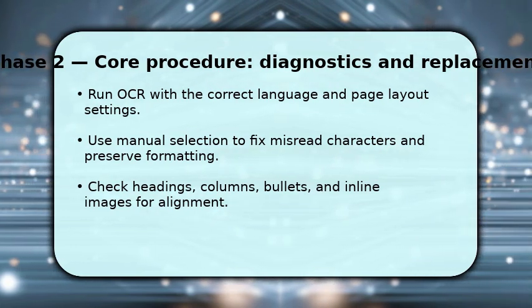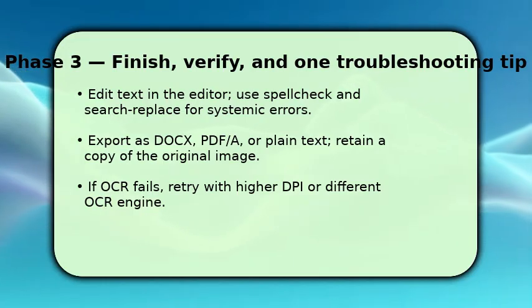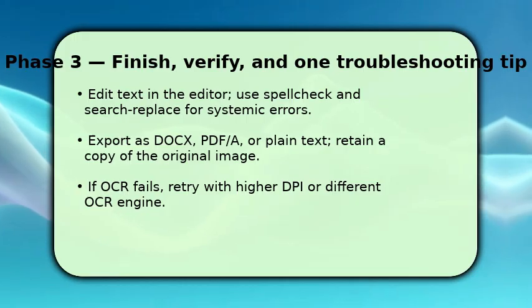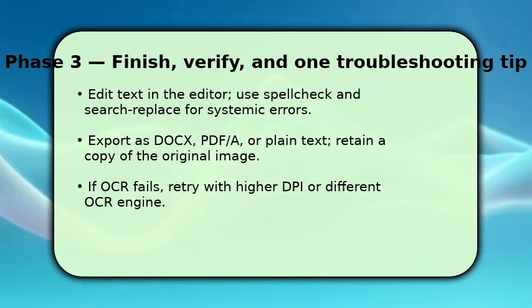Finish by editing the recognized text. Apply formatting, correct punctuation, and run a spell check to catch OCR-specific mistakes. Once done, export to your desired format, docx for editing, searchable PDF for archiving, and save a copy of the original image in case you need another pass.